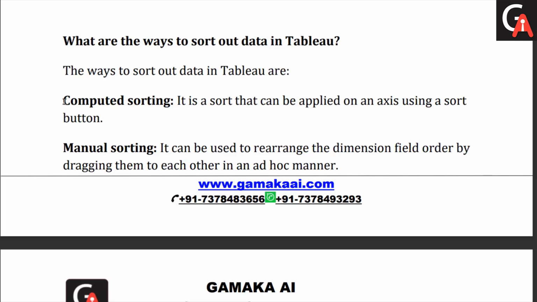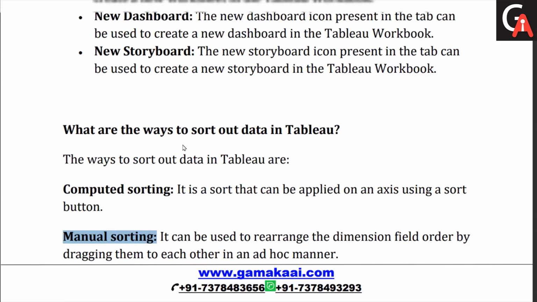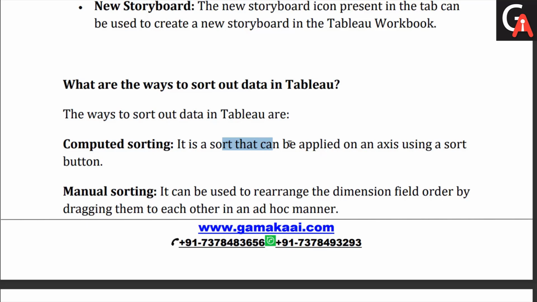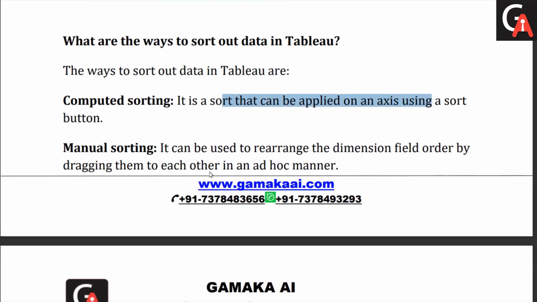Next question we have, what are the ways to sort the data in Tableau? So there are different ways, such as computed sorting and manual sorting. In computed sorting, the sort is applied on the axis only. In manual sort we can go over and rearrange the items in the dimension field, order them by dragging them into the filter pane, or do the calculations in an ad hoc manner.